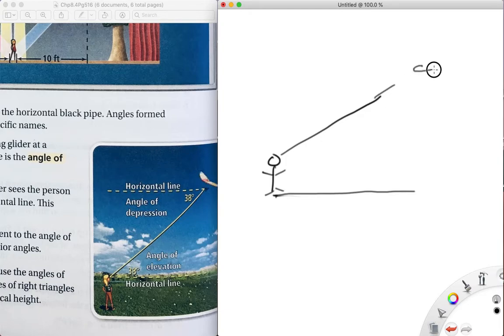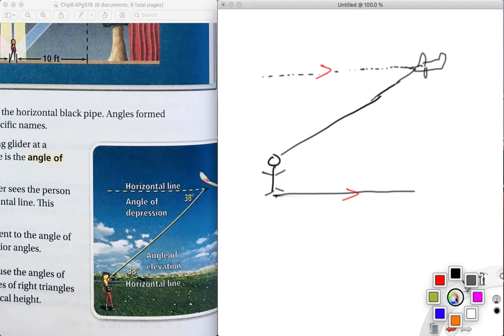So, alright, she's looking up on that. And this also has a horizontal line of sight. These two have to be parallel lines for this to work. Otherwise, it wouldn't be angle of depression. So these horizontal lines of sight are basically parallel lines, and this line is sort of like a transversal, like a hypotenuse, and the angle of elevation would be right here.